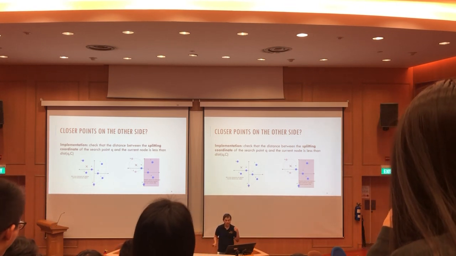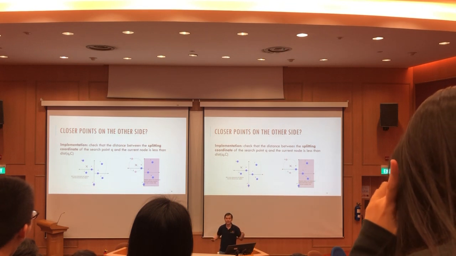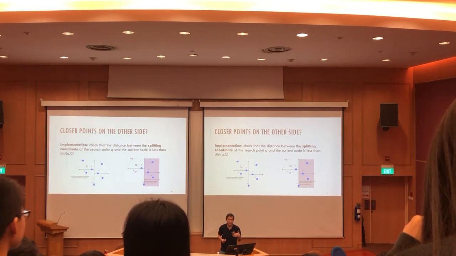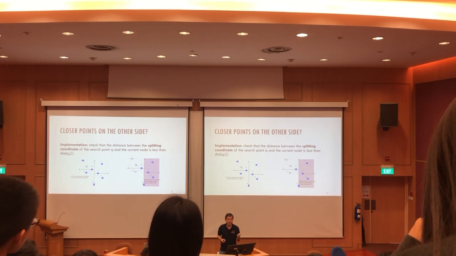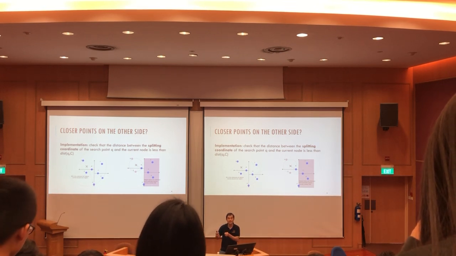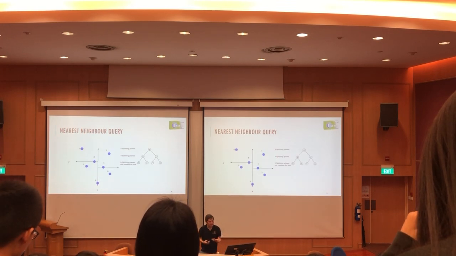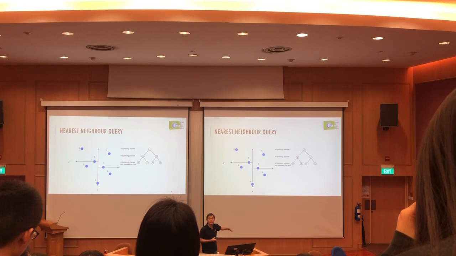You don't actually need to construct isospheres and hyperplanes and stuff like that. You're just there to check whether the distance between the splitting coordinate of the search point and the current node is less than the distance. I will look exactly at how to do this in a second. This may seem very complex at first, but let's work through it step by step.